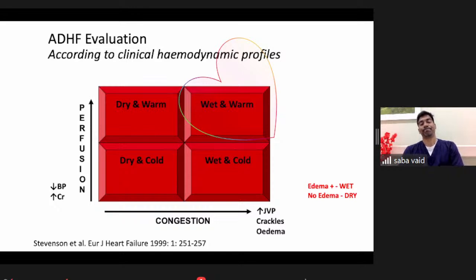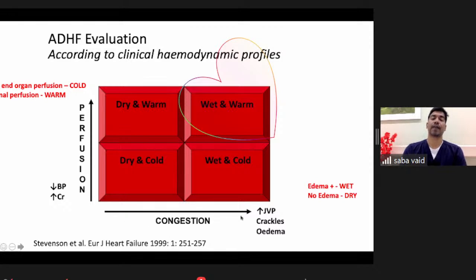So these patients can be broadly classified into two categories, whether they have edema or not, whether they are warm or cold. Based on that, there is a combination of this. So this illustration has backward failure or congestion in the x-axis and forward failure or perfusion in the y-axis. Let's assume that this patient has congestion. So when a patient has congestion, there is edema. So we're going to call this patient wet, whether it's pulmonary edema or peripheral edema. These patients are wet. When there is no edema, we are going to call them dry.